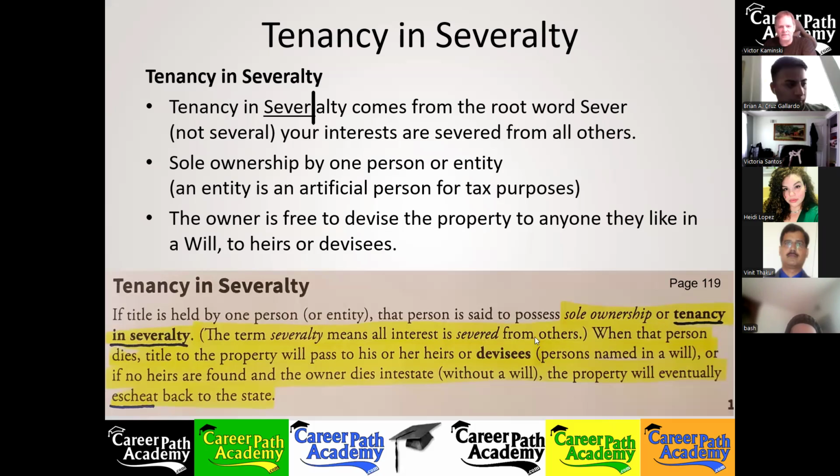But as you can see, they made it a little bit wordier, so they wrote sole ownership or tenancy in severalty. Term severalty means all interests are severed from others. When that person dies, title to the property will pass to their heirs or devisees. That's the person named in a will. Or if there are no heirs that are found, no natural blood relatives, the owner dies intestate without a will, the property will eventually escheat back to the state. It reverts to the state. Not to the state, the state never owned it. So it reverts to the state.